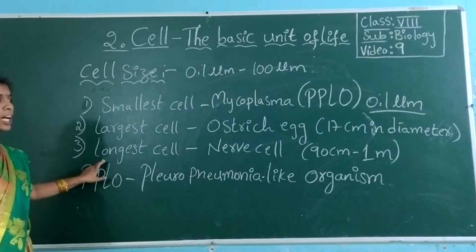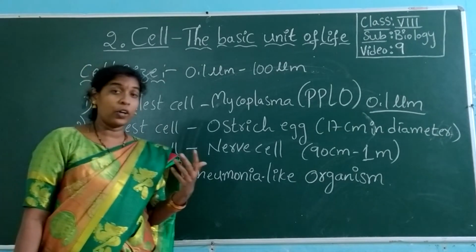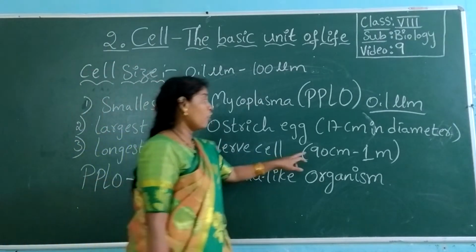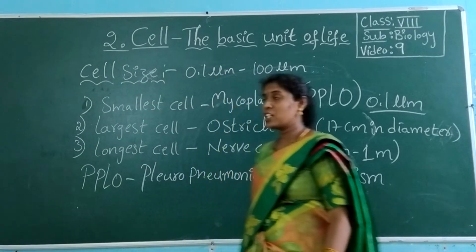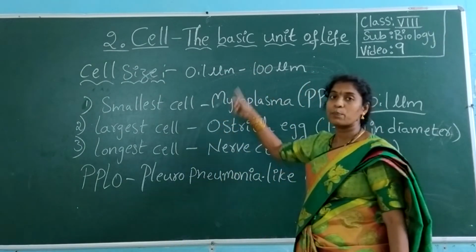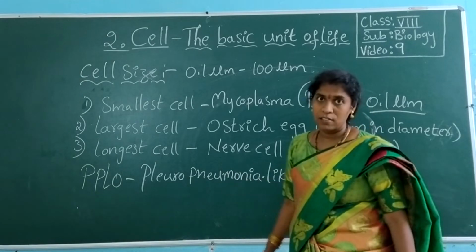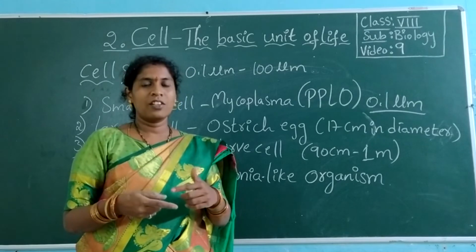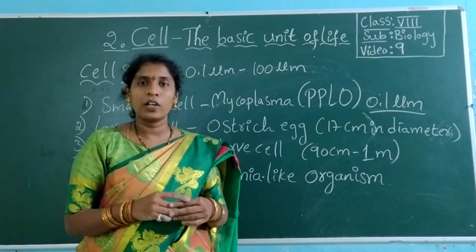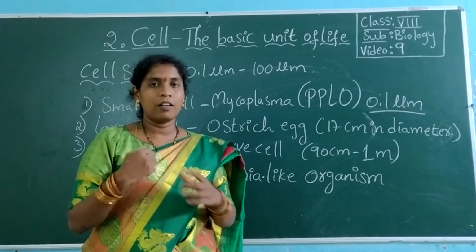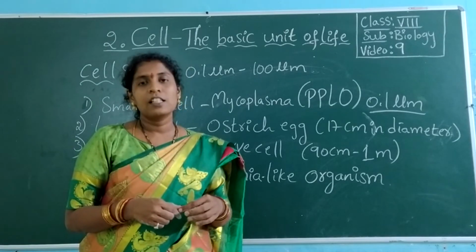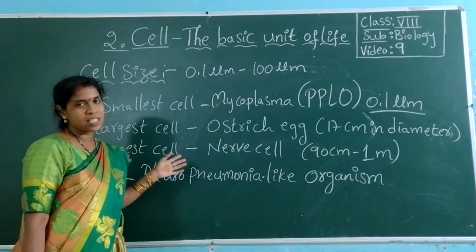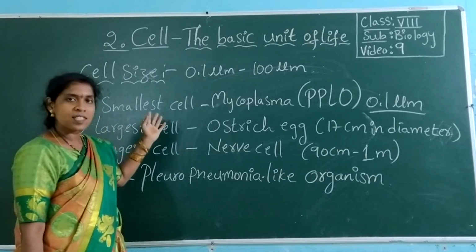And next, the longest cell in our body. In a human, the nerve cell is the longest. How many centimeters do you know? 90 centimeters to 1 meter. It is nothing but the exact size of this board. Maybe more than this. So 1 meter. With your 30 centimeter scale, if you measure 3 times, that is the length of the nerve cell present in your body. And it is folded and adjusted in your body to carry information. Do you understand? So these are the different sizes of cells, specialized cells which are of different sizes.